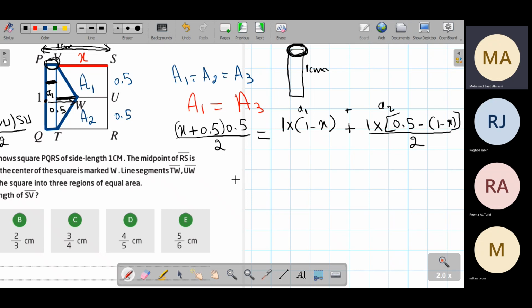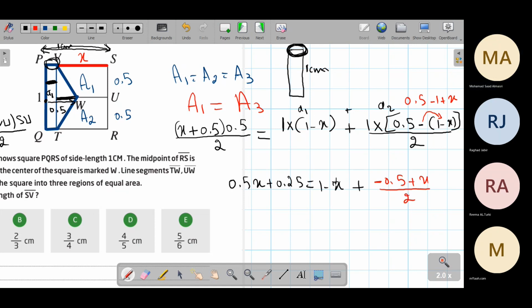0.5 times x is 0.5x. 0.5 times 0.5 by calculator is 0.25. Plus 1 times the parenthesis, 0.5 minus 1 plus x, because the minus will enter the parenthesis and change the sign. So 0.5 minus 1 plus x, which is negative 0.5 plus x, and of course over 2. Also here I need to write over 2.